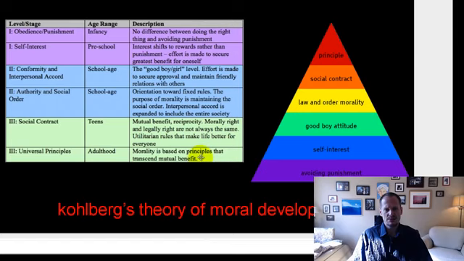And then here, morality is based upon principles that transcend mutual benefit. There'll be times where you do something or don't do something at your own expense because your principles transcend just thinking of yourself. You're thinking of others. So that's Kohlberg's theory of moral development.